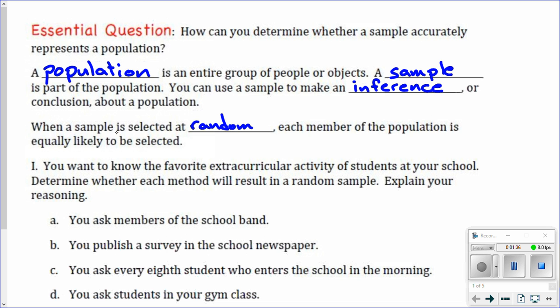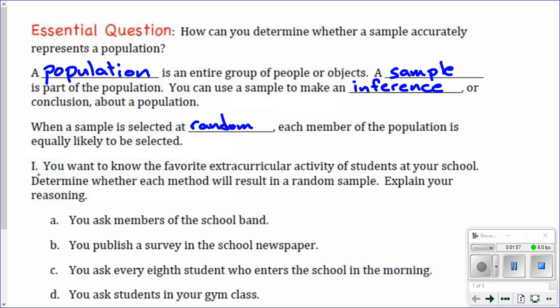Now, this is really key in this topic. To have a good sample, every person or thing in the population has to have an equal chance of being chosen for the sample. If your sample excludes anyone or anything by the way that you do it, then it is not a random sample.